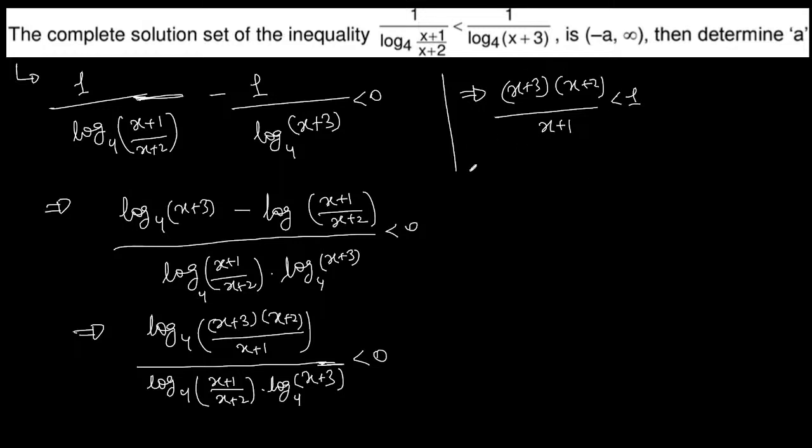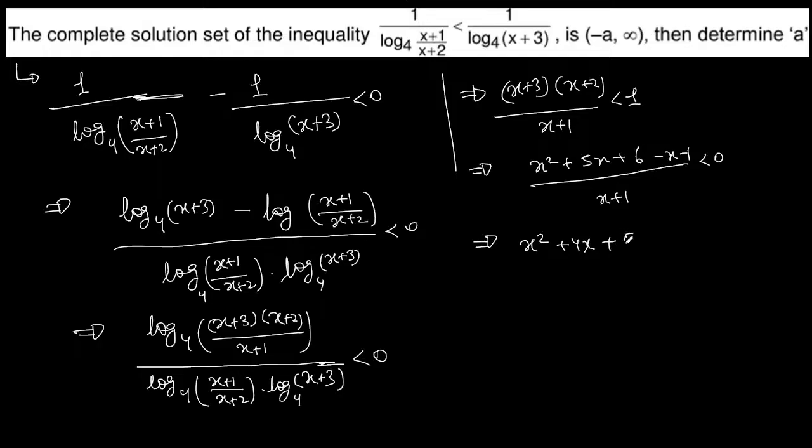And then we'll solve the inequality. Let's solve it. x square plus 5x plus 6 minus x minus 1, x plus 1 less than 0. This is x square plus 4x plus 5 is less than 0, and we have x plus 1. The upper part is always positive, so x is less than minus 1. This is the case when x is less than minus 1.